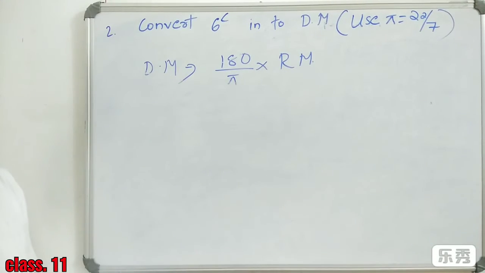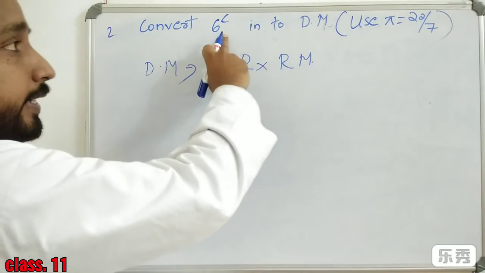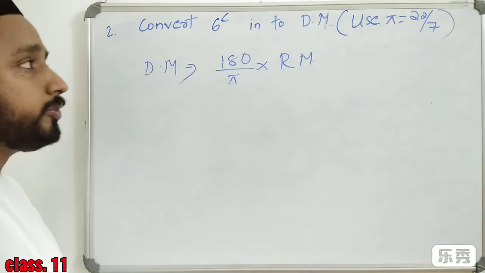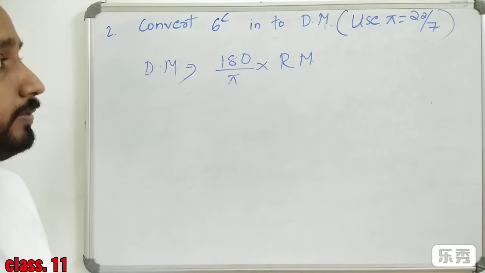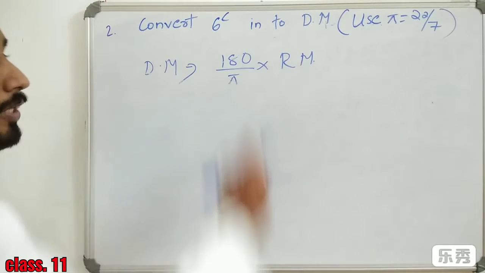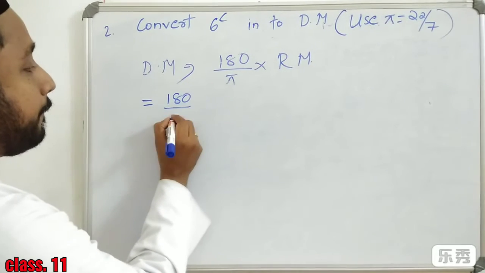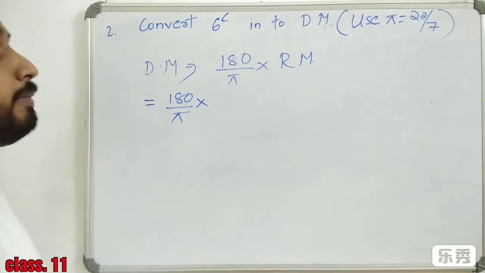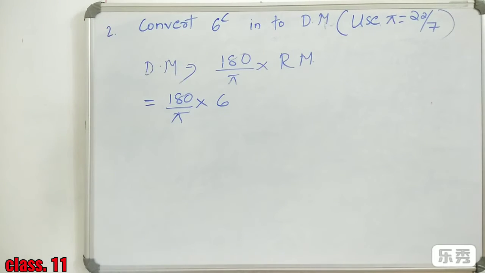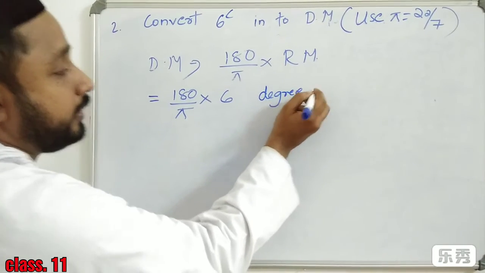Use pi equal to 22 by 7. So we have to change this 6 radian into degree measure. Our formula is 180 by pi into radian measure, that is the degree measure. So 6 radian into degree measure is equal to 180 by pi into radian measure. Radian measure is 6. So 180 by pi into 6 degrees. We have changed it into degree measure.